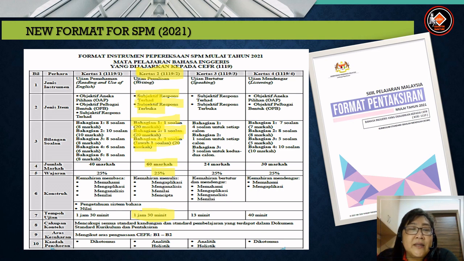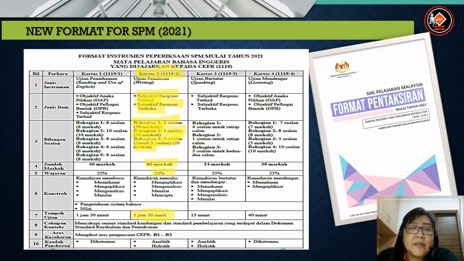Now let's look at the new format. In the new format, there are 4 papers. So you have paper 1, which is 1119/1 and it is the reading and use of English paper. And for paper 2, we have writing paper. So the code is 1119/2. And paper 3, 1119/3 is for speaking. And paper 4, 1119/4 is for listening.